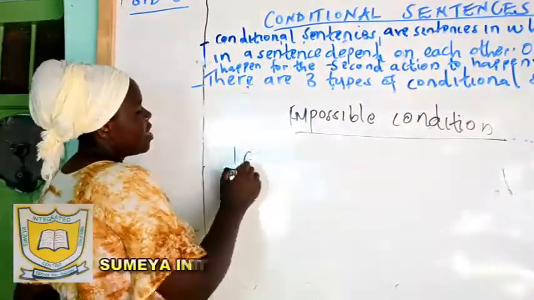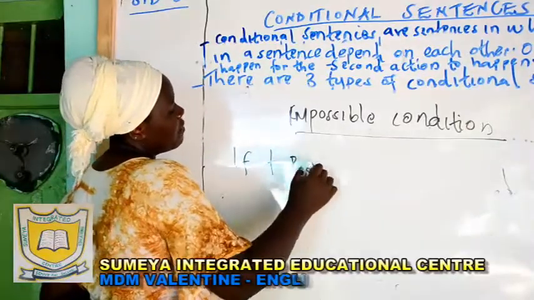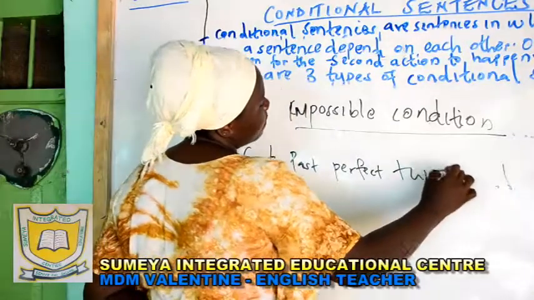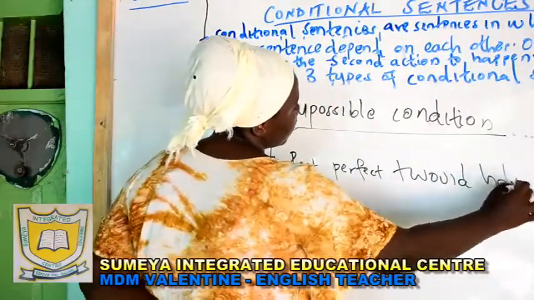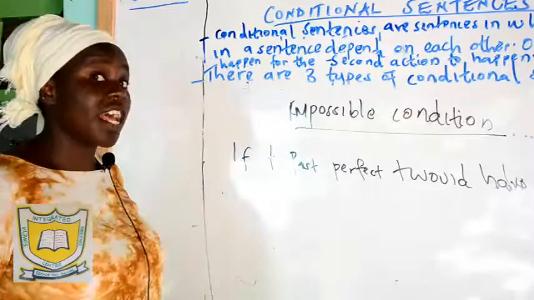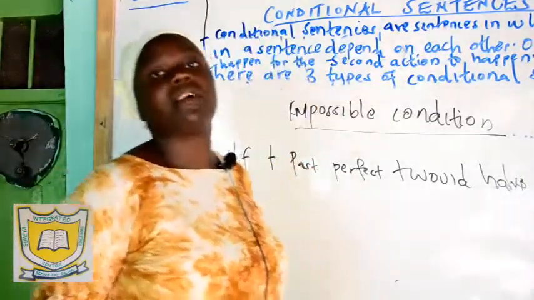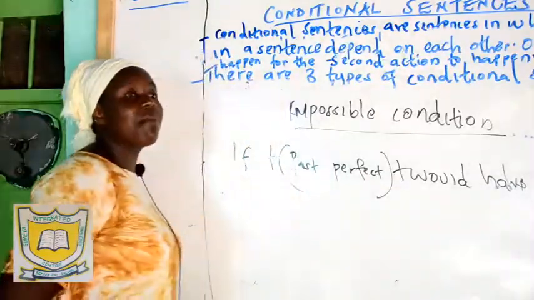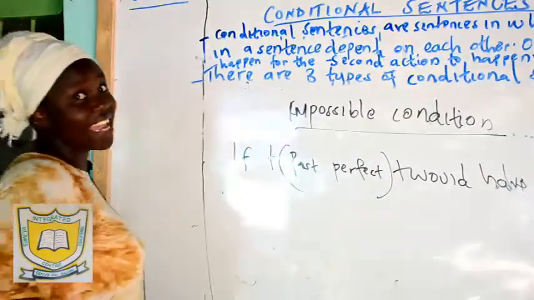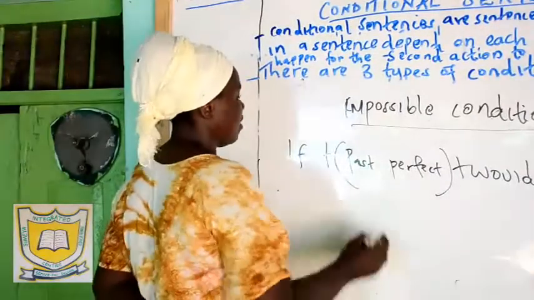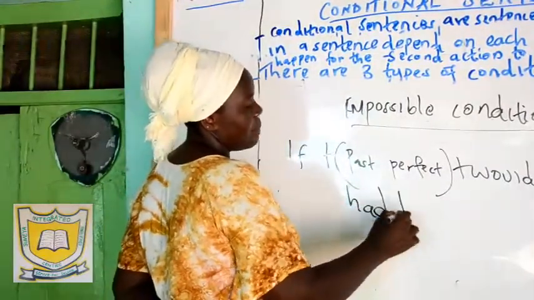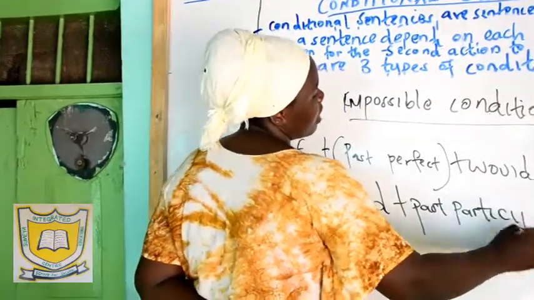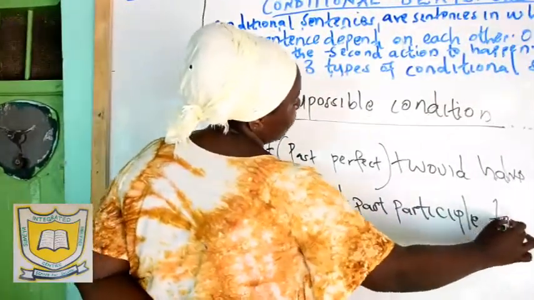It is formed by if plus a past perfect plus would have. So you have if plus a past perfect plus would have. How do we form the past perfect tense? The past perfect tense is formed by had plus a past participle.